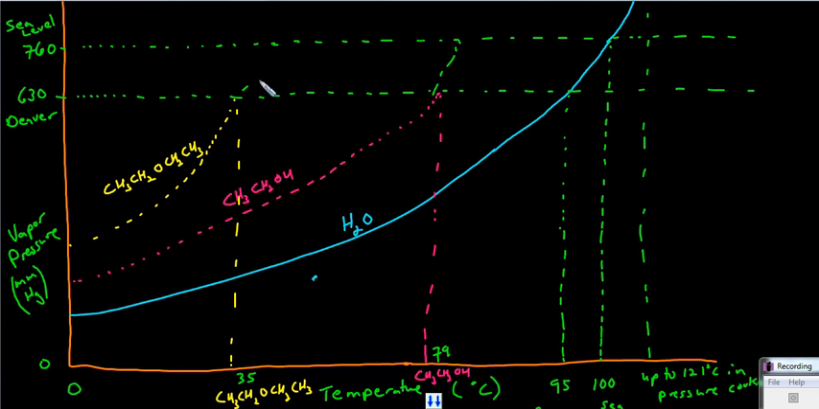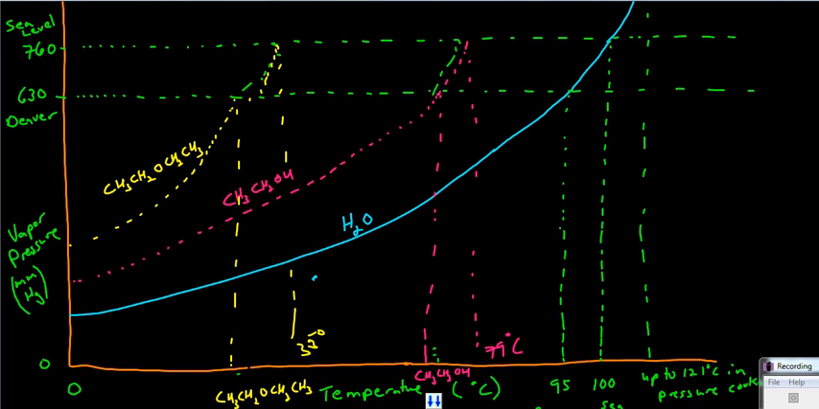Whereas water boils at 100 degrees Celsius, we actually see that ethyl alcohol reaches that 1 atmosphere, or 760 millimeters of mercury, at about 79 degrees Celsius. And diethyl ether reaches that 760 millimeters of mercury at 35 degrees Celsius.